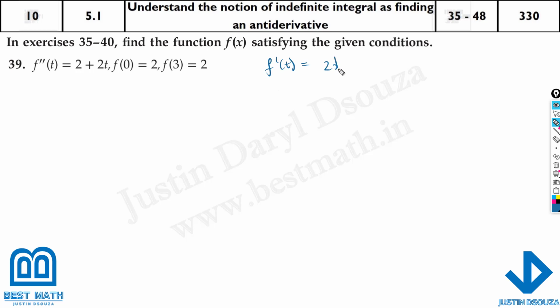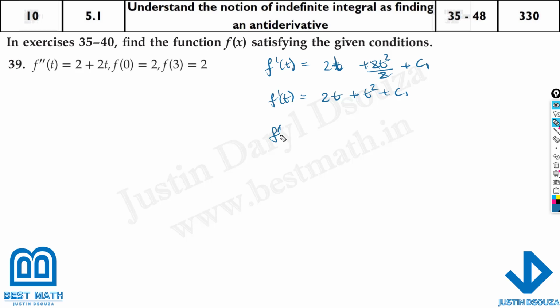So here you will have 2 times t, because t is the variable, plus 2t squared divided by 2 plus c. But I'm going to write c1 because we will do a second integration and then we will have c2. So the answer over here would be 2t plus this 2 and 2 cancels, t power 2 plus c1. That is f prime of t, but I don't know the constant of integration.